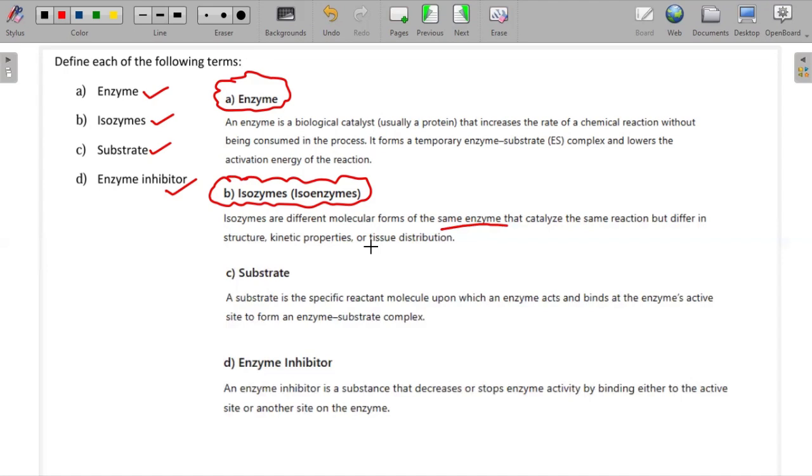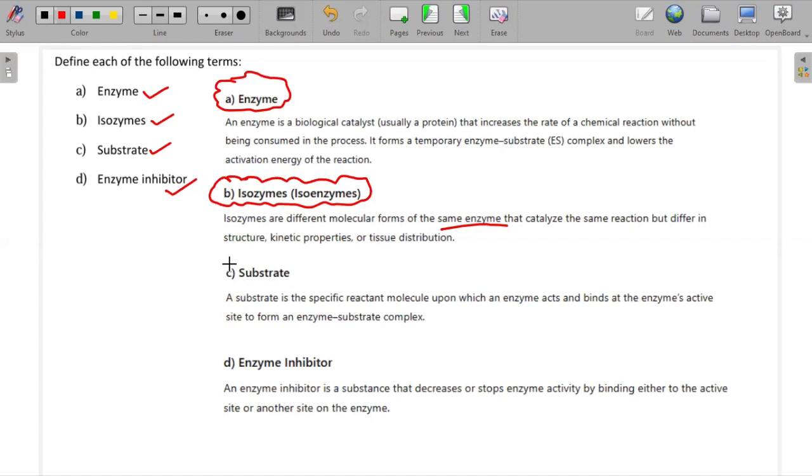So, for example, if I have this one enzyme, and then different molecular forms of that same enzyme that will catalyze basically the same reaction, but the enzyme will just be differing in structure, the kinetic properties and the like, those are what we call isoenzymes.